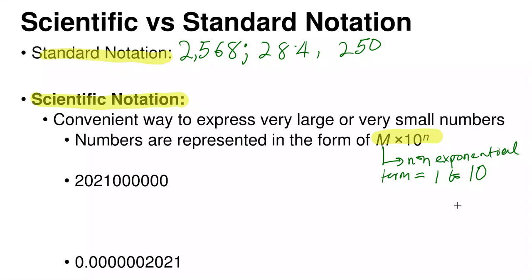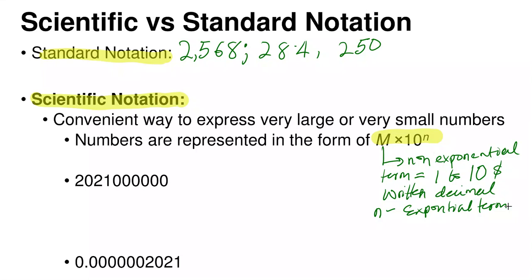And you must put a decimal. It has to be written with a decimal. On the other hand, n is the exponential term. This exponential term can be positive or negative.